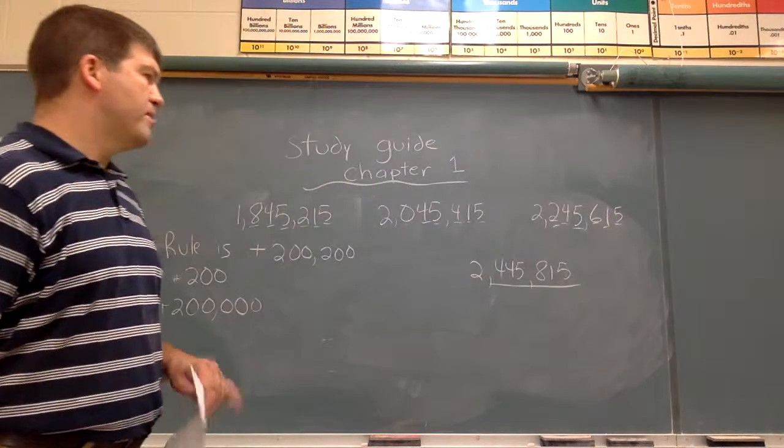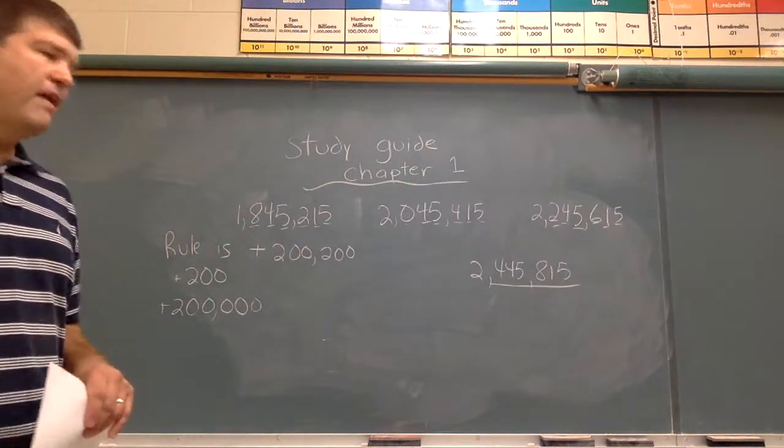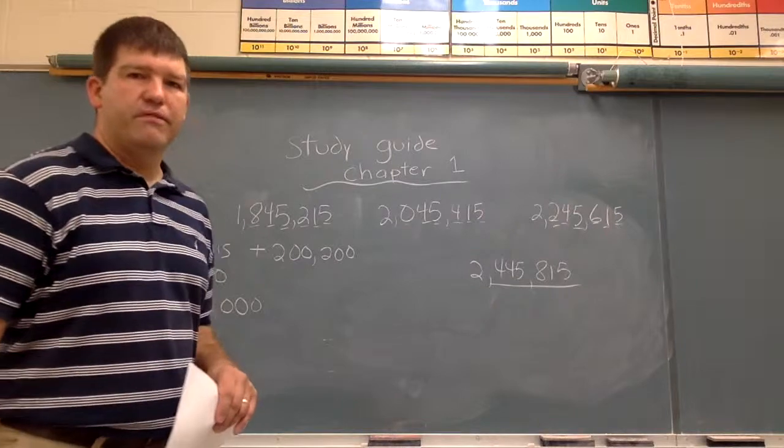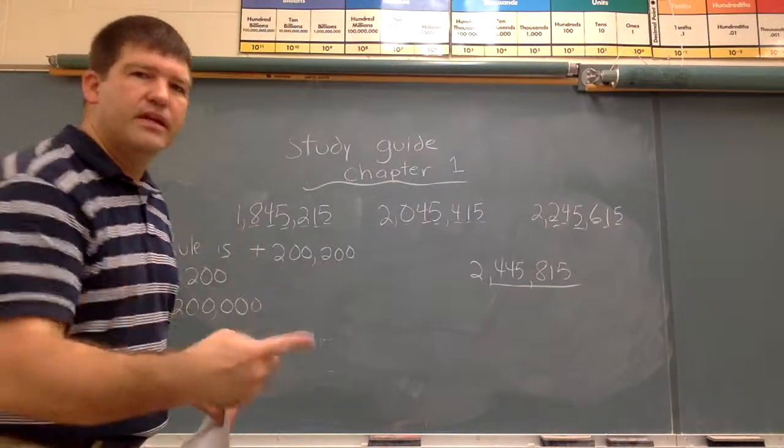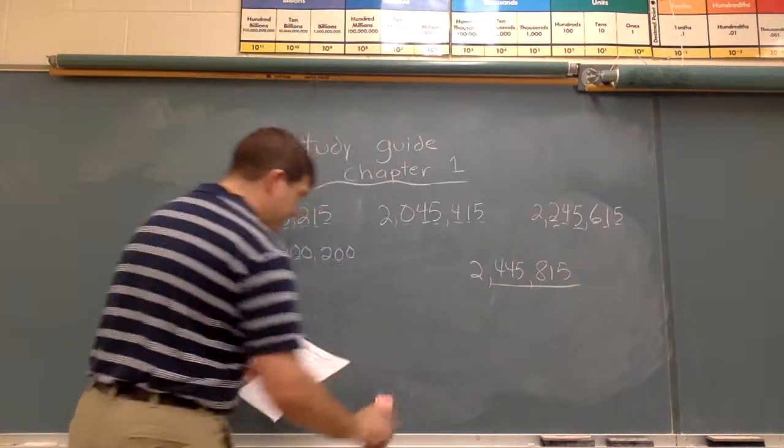And so my next one will be 2,445,815. I found the rule, and I put the next number in order.